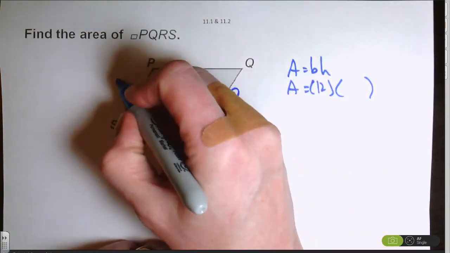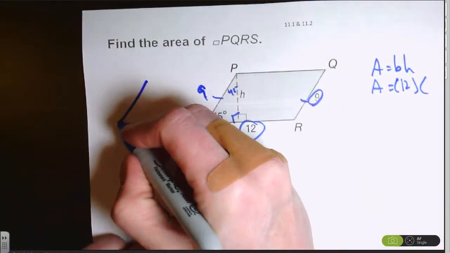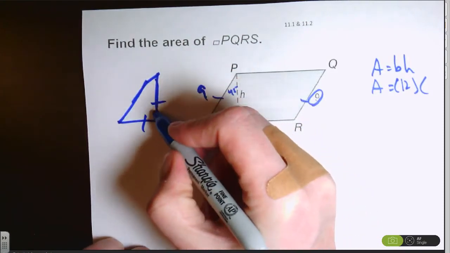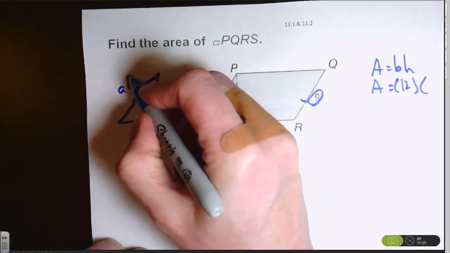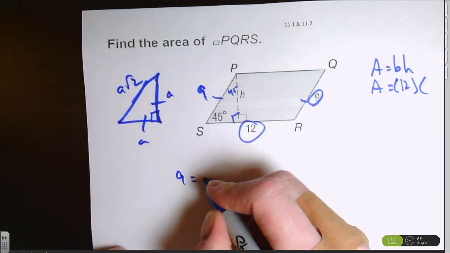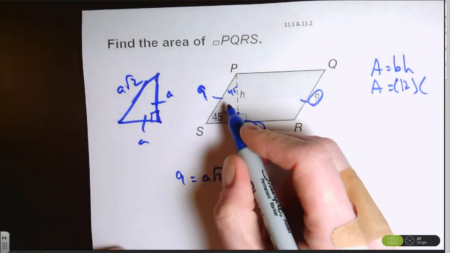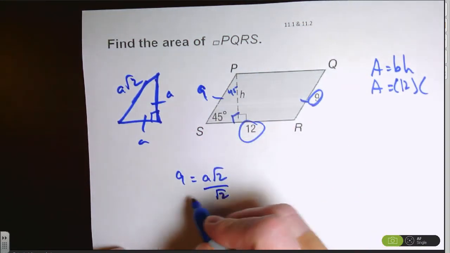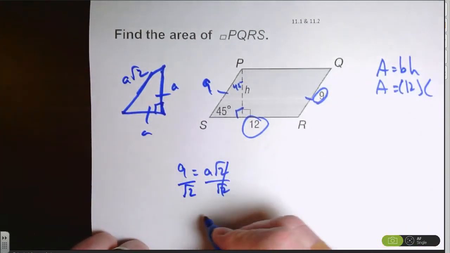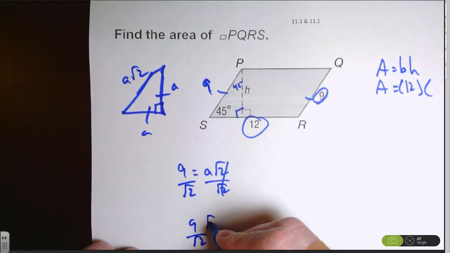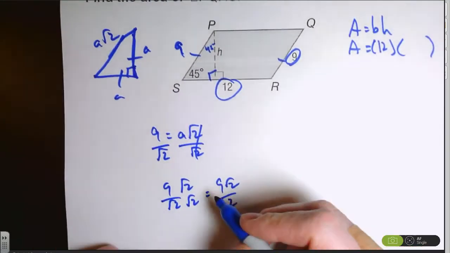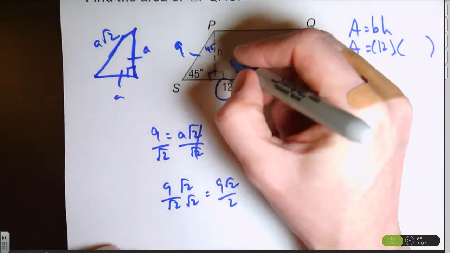So 9 and 9. So the rule for a 45, 45, 90 was, oh gosh, sorry, let's draw this a little more nicely, is that this is a root 2 and this is a and this is a. So 9 equals a root 2. I want just a. So divide by root 2. That's 9 over root 2, which when I rationalize it is 9 root 2 over 2. Okay. So that is the actual height.